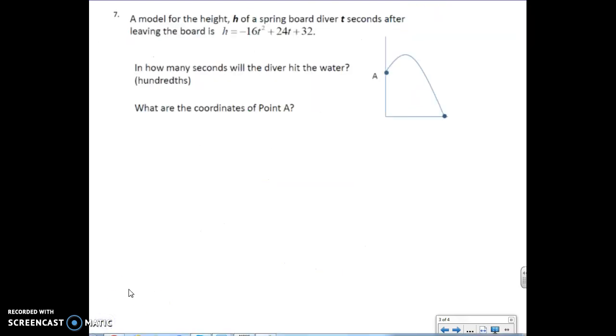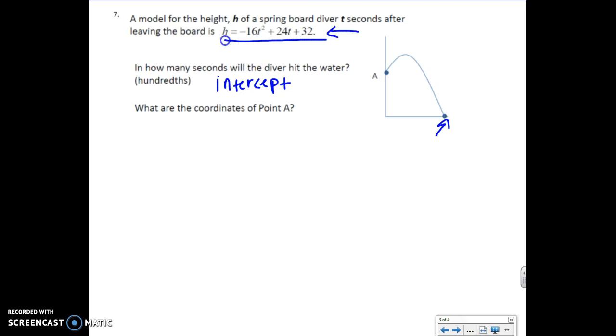Okay, so this is another question. This one is going to show us how to do intercepts. It says a model for the height h of a springboard diver t seconds after leaving the board is this equation right here. In how many seconds will the diver hit the water? So since you're looking for that point here, where he'll hit the water, this is your intercept. Okay, so going back to the other question that we did before, what would be our starting height? Remember, starting height is always your C.